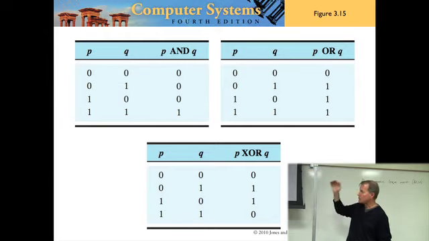And XOR stands for exclusive OR. What's the difference between exclusive OR and OR? They can't both be true. Yeah, it's if one of the inputs is true exclusive of the other one. So that's the XOR.